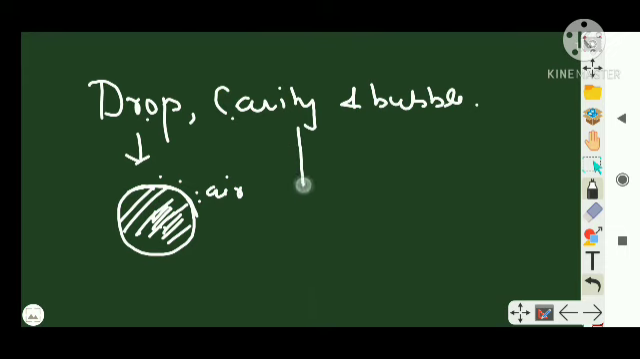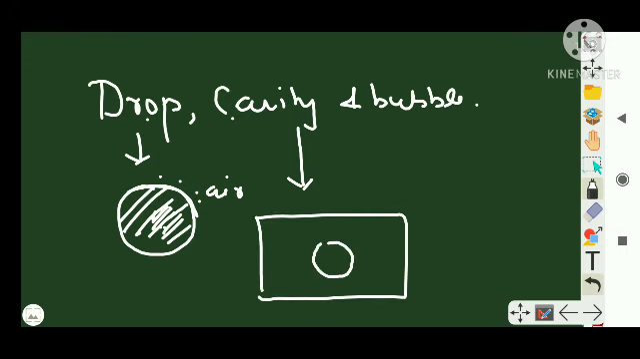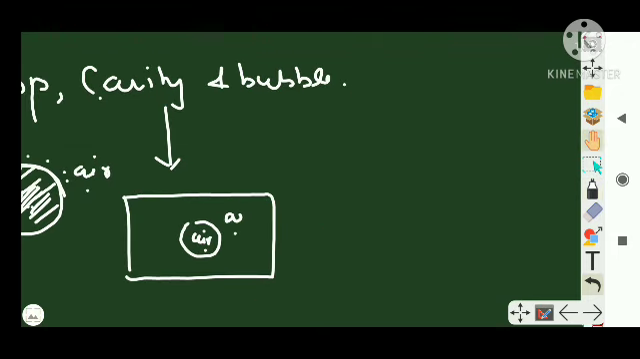What is a cavity? Suppose there is water, and in the middle there is air, that is a cavity. Suppose this is an aquarium and you are considering a bubble of air in it. Inside is air and the surrounding is water. Then this is a cavity: inside air, outside water. For a drop, inside water, outside air. I hope you found the difference between cavity and drop.